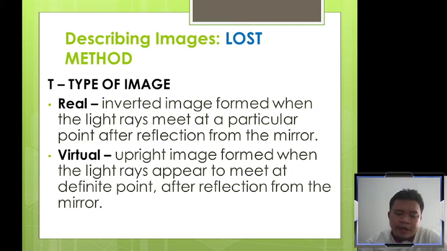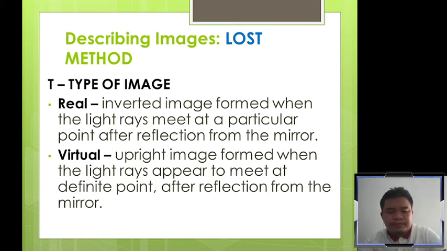And virtual images are upright images formed only when light rays appear to meet at a definite point after reflection from a mirror. So a virtual image is always an upright image. They are formed as if they seem to appear behind the mirror. Okay, so that's how virtual images are described.